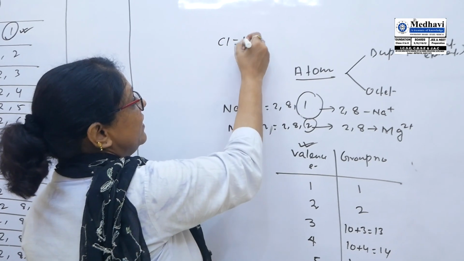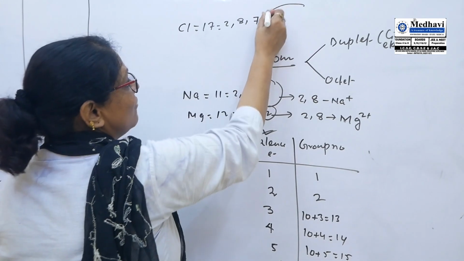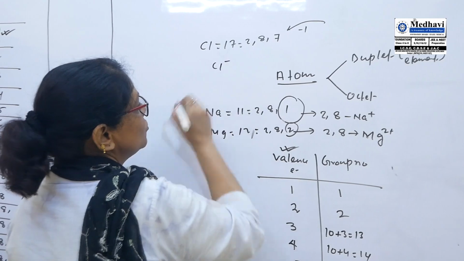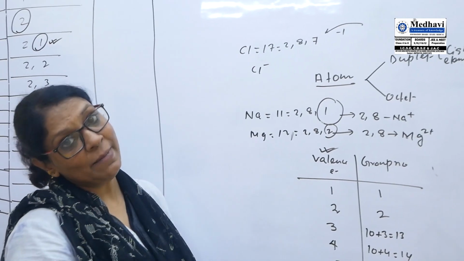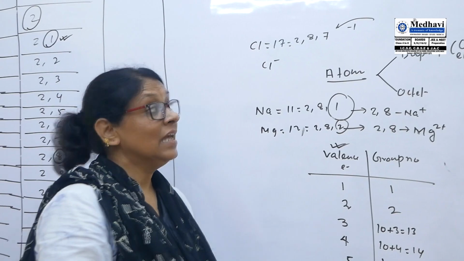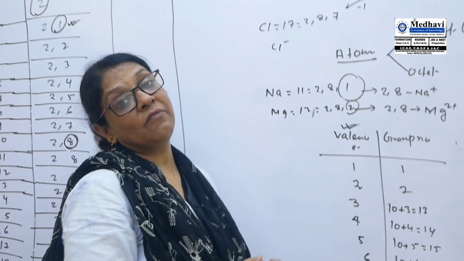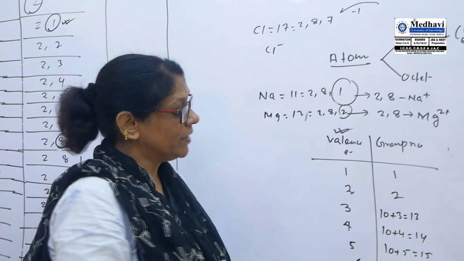Chlorine, it is 17. So we can say 2, 8, 7. So here it will take one electron, and after taking one electron it turns to Cl minus ion. So we can say valency is the bond making capacity, or we can say the number of electrons transferred or taken by one atom to another atom to fulfill its octet or duplet configuration.